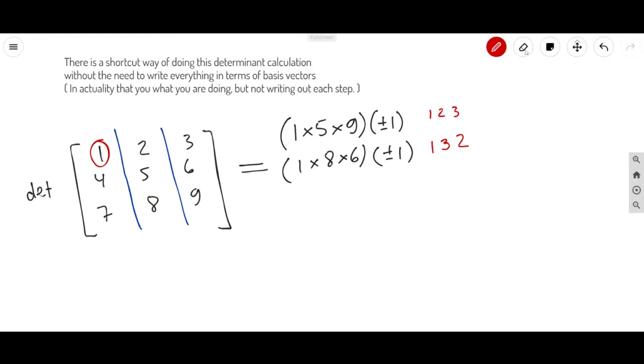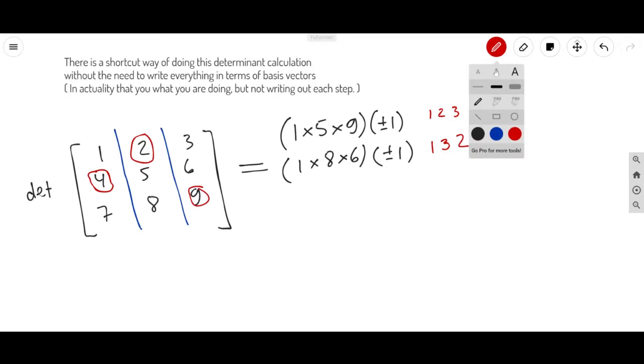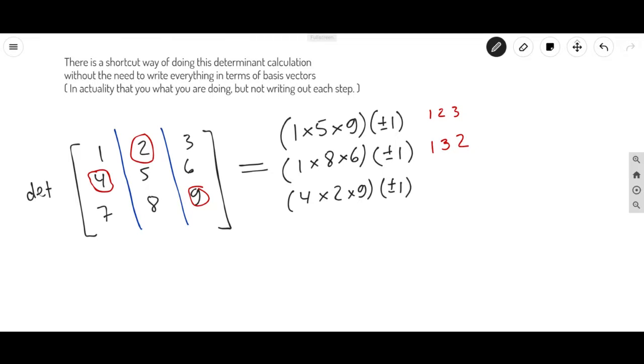Now, another way to do it is you do not have to pick the first number. You can pick the second number in the first column, pick the first number in the second column, and then pick the third number in the last column. The way this is going to look now is 4 times 2 times 9, and again, plus or minus 1. The order in which you're choosing this is the second one, the first one, and the third one.